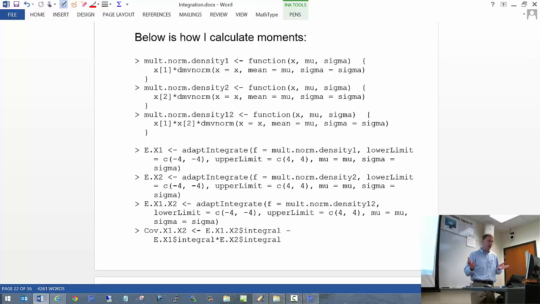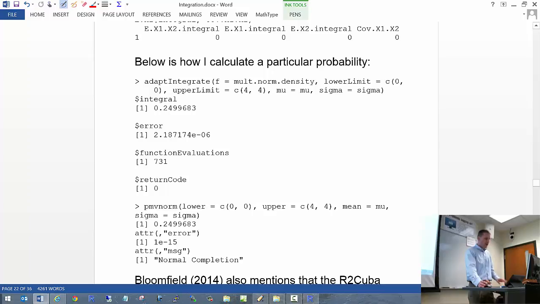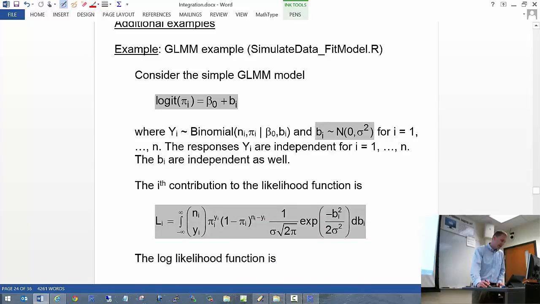Okay, so you could also go through the various moments too. I did this here. Look at it on your own. You could also find particular probabilities too. I don't really think it's worth our time since we have a very limited amount of time to go through those details. Of course, there are other ways to do numerical integration, using MCMC methods, especially if you have multiple integrals that you want to do. MCMC methods are often easier to use. Okay, so let's go to this last example, which is a lot sooner than I had anticipated, but that's good.